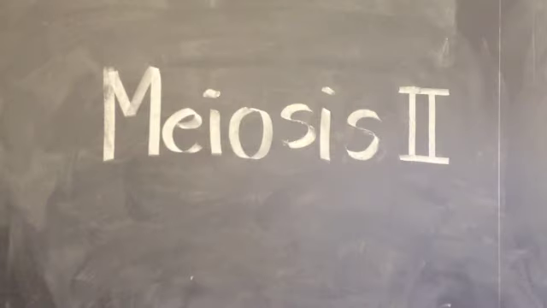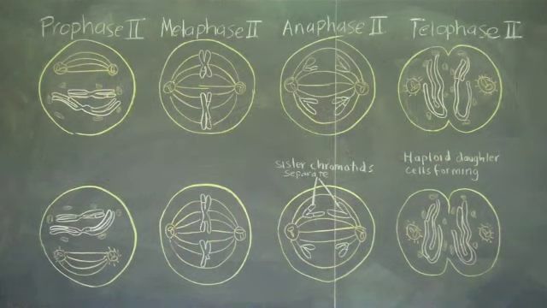Meiosis 2. After telophase 1, the cells may enter one final process called meiosis 2. The same process occurs in meiosis 2 that occurred in meiosis 1. The only difference here is that instead of separating homologous chromosomes, meiosis 2 focuses on separating the result of meiosis 1, which is sister chromatids. This results in 4 haploid daughter cells being formed, each containing a single chromosome.